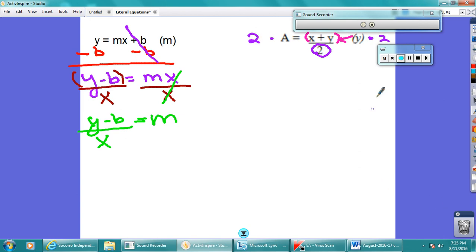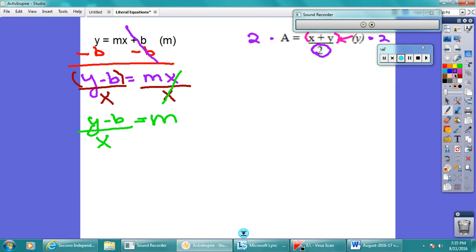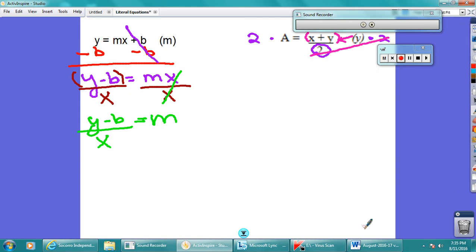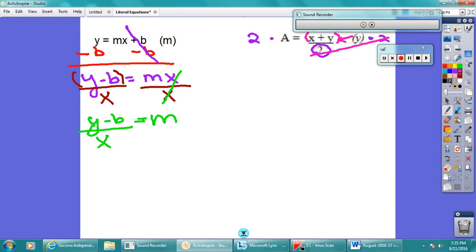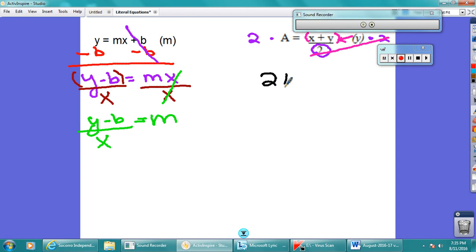Both sides. Now, the 2's are going to cancel, right? They're going to go away. On this side, you're going to have 2a. This is a multiplication. Remember, it's implied. We don't need to write the multiplication sign. 2a is equal to, now we have left x plus y.